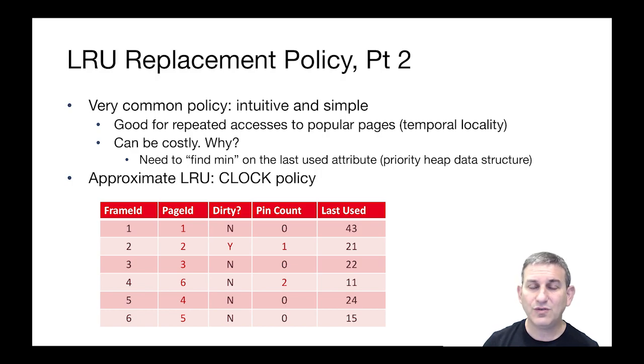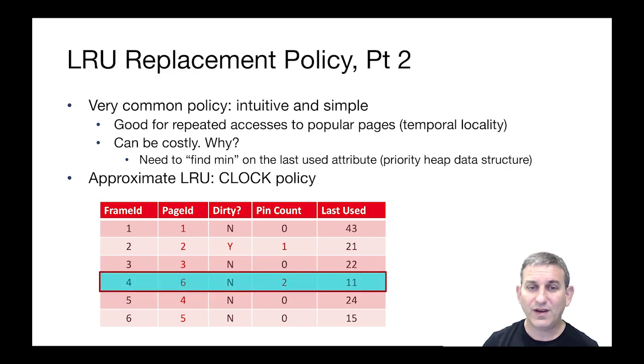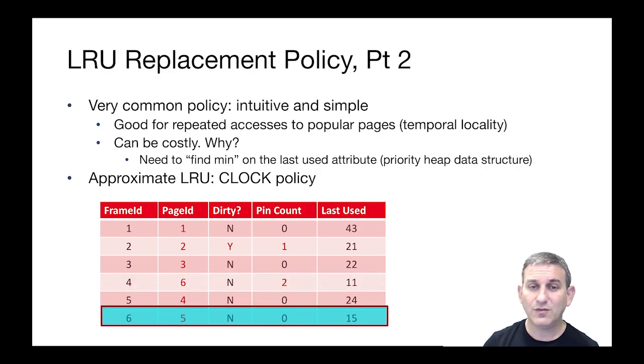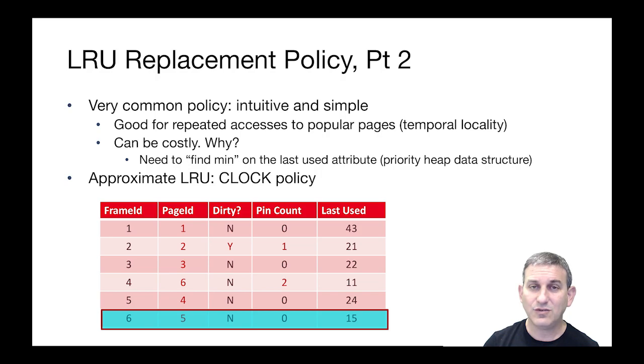One of the objections to LRU is that it can be kind of expensive in CPU cost. And to see that, let's look at an example. In our table below, what is the row that has the lowest value of last used? Well, a simple implementation would just scan through the table and find that this frame ID 4 has a last used of 11, and that's the smallest value in the last used column. But note that the pin count is 2, so we can't use that one. And so we can look a little bit further until we find frame 6 has a last used of 15, and that's the last used that's got the smallest value that is unpinned.